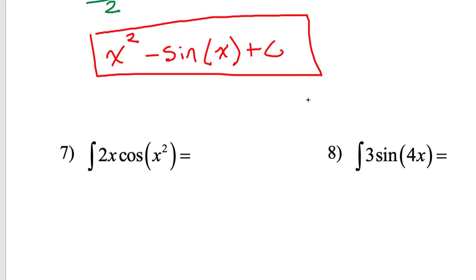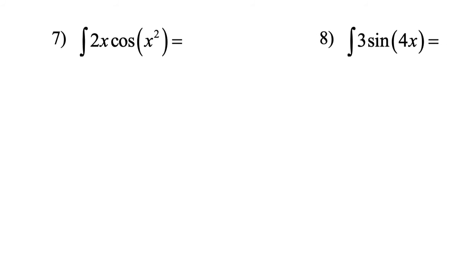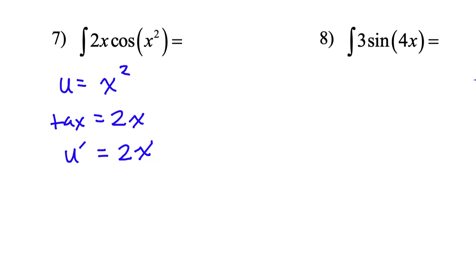Moving on to number 7. So I'm taking the integral of this thing. I need to use Taxman again because the derivative of the inner is not 1. So u, the inner here, is x squared. Our Taxman knocking on the front door here is 2x. Our u prime, the derivative of x squared, is 2x. Check it out, the 2x and 2x cancel each other out. So I'm paying Taxman 1.